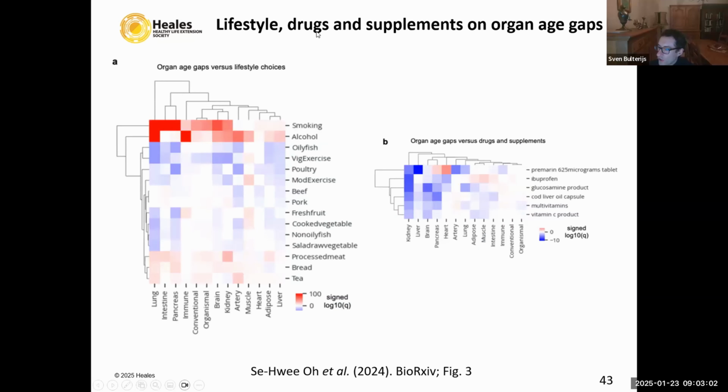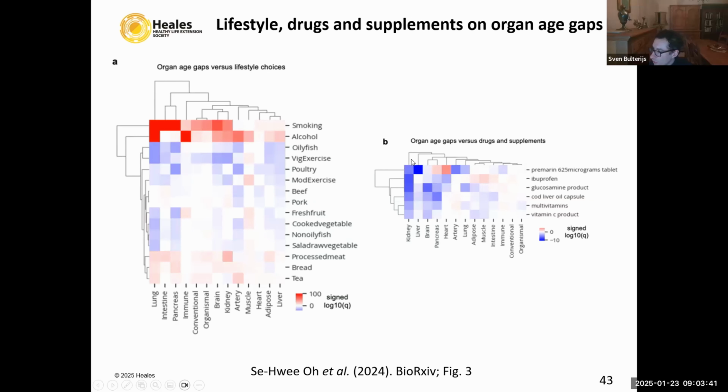Here we look at lifestyle, drugs, and supplements. It doesn't surprise you that smoking is really bad for you, and many of the organ clocks are getting accelerated in aging. Alcohol doesn't seem to be so good for you either, but things like fish oil, so oily fish, vigorous exercise, poultry, moderate exercise, some beef, pork, this probably is no longer statistically significant here. These are things that are good for you. And here, some other things that are bad for you, processed meat, bread, and so on.